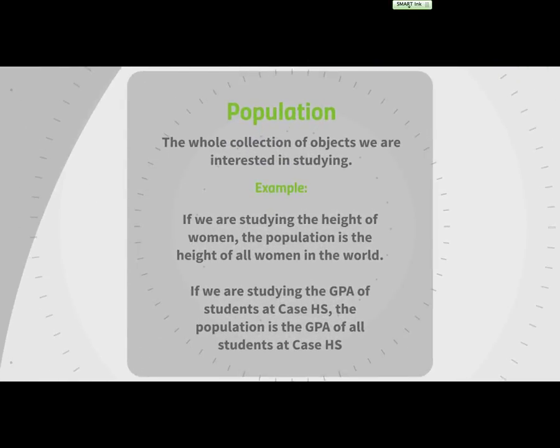So first of all is the population. The population is the whole collection of objects we are interested in studying. So for example, if we're studying the height of women, the population is all of the women in the world. If we're studying the GPA of students at Case High School, the population is all of the students at Case High School. So population tends to be really, really big. It's this very big group. And what we'll talk about a few slides from now is how it's not always possible to get information from every single person or object in the population.